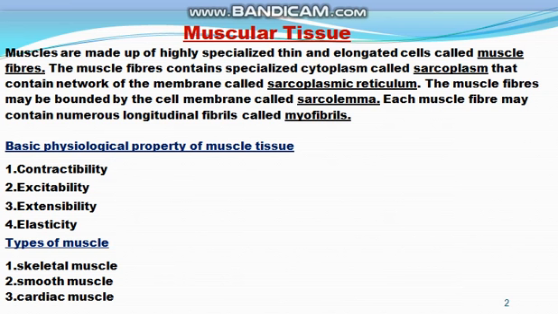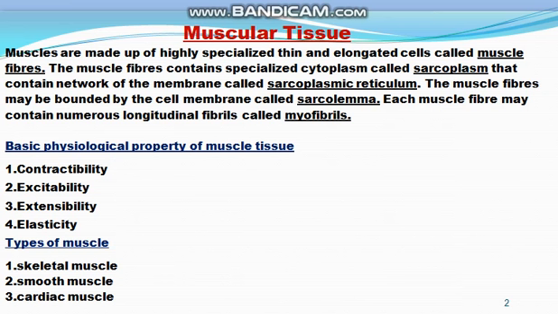And what is the basic physiological property of the muscle tissue? The properties of muscular tissues are contractibility, excitability, extensibility, and elasticity. So these are the four properties of the muscular tissue. That is, muscles can contract, muscles can excite, they are extensible, and they show elasticity. So these are the four properties of the muscle cells or the muscle tissue.